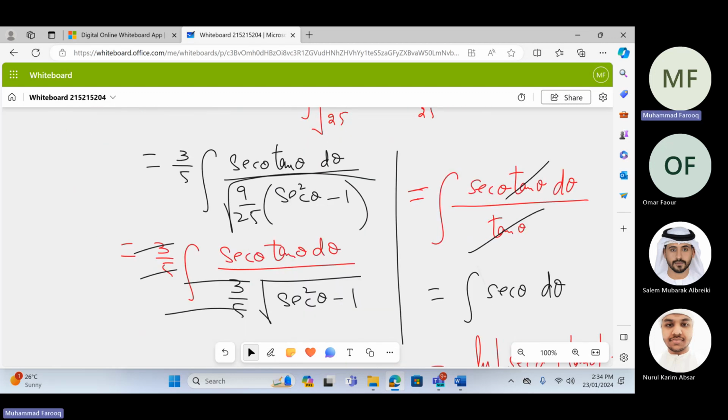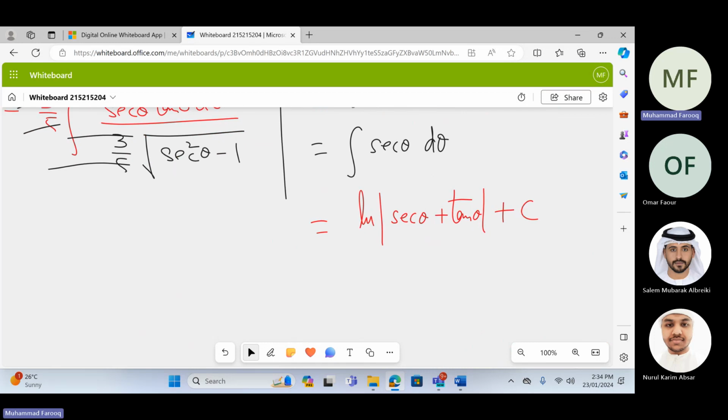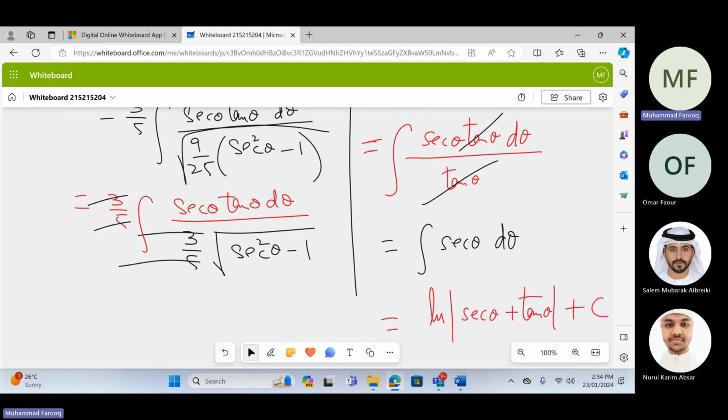That's why you remove the absolute value without any problem. Now look at here, please. Yes, please. You said when we cancel 3 over 5, you said 12? What exactly? No, it means here.